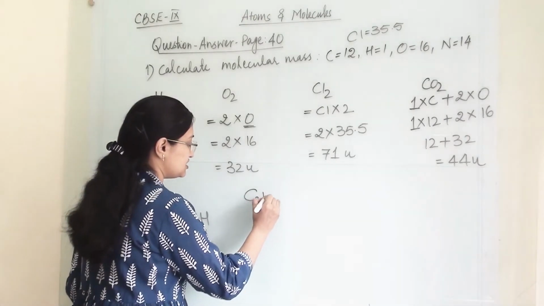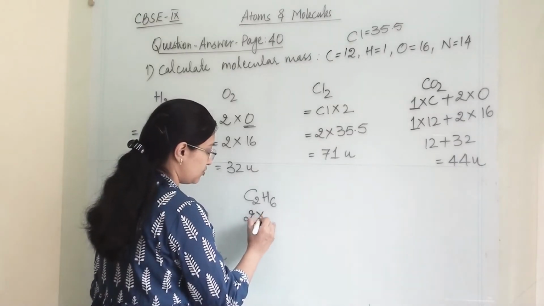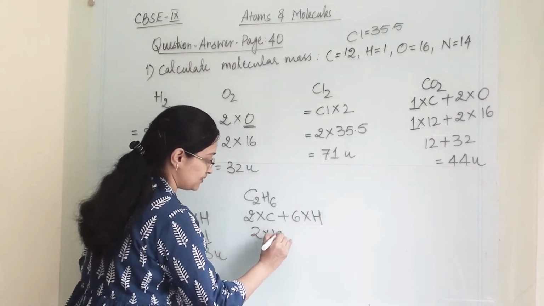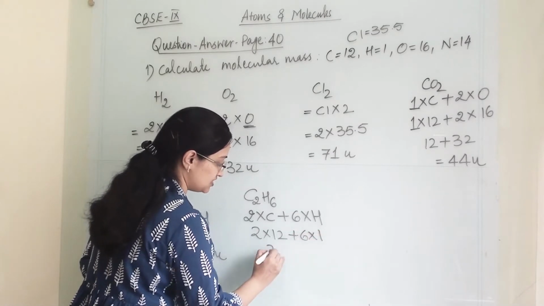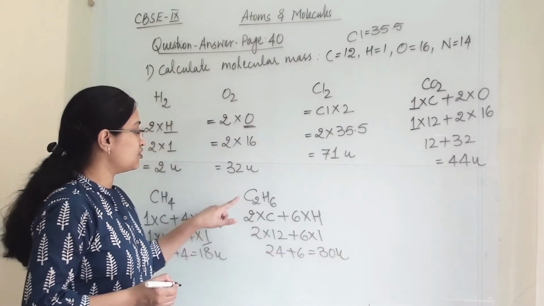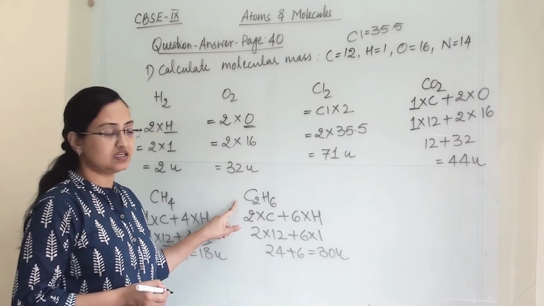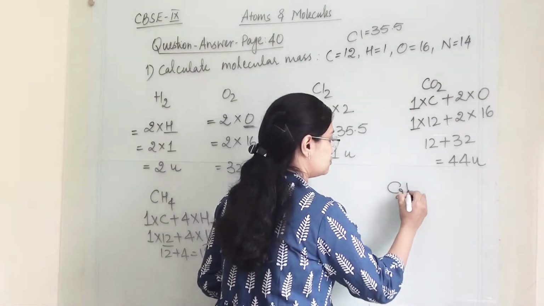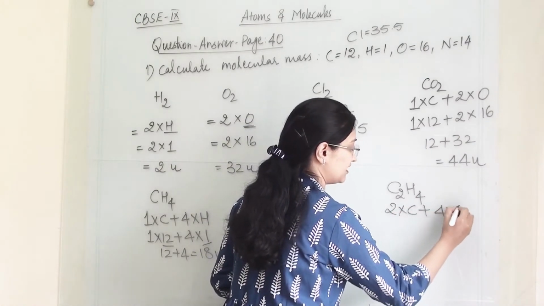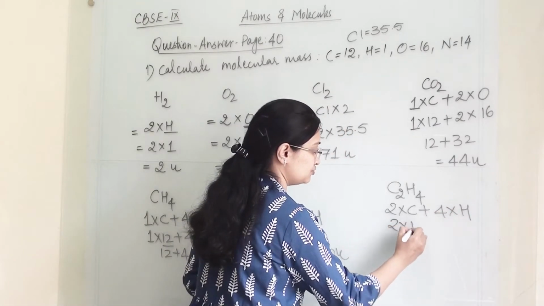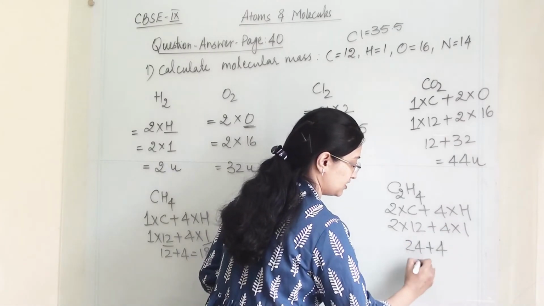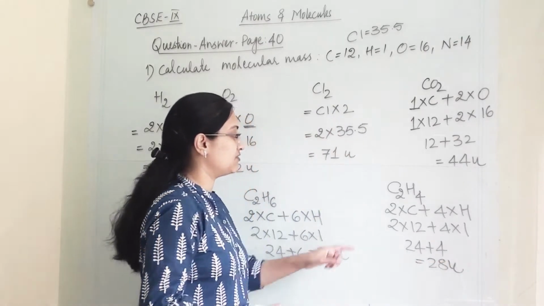The next is C2H6. In this 2 atoms of carbon are present and 6 atoms of hydrogen are present. So 2 into 12 plus 6 into 1. So it is 24 plus 6 equals 30. So 30 is the molecular weight for C2H6. This is ethane. The next is C2H4. In this 2 atoms of carbon are present and 4 atoms of hydrogen are present. So 2 into 12 plus 4 into 1. So it is 24 plus 4 equals 28 unit, the molecular weight for ethene.